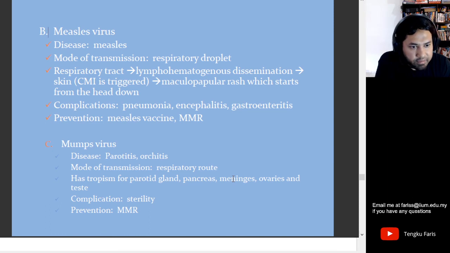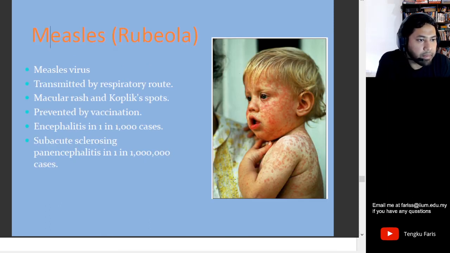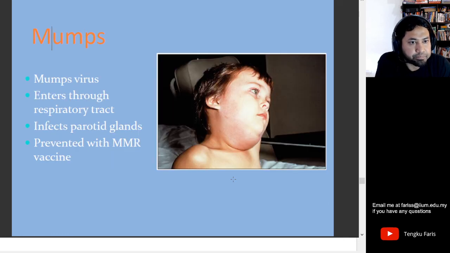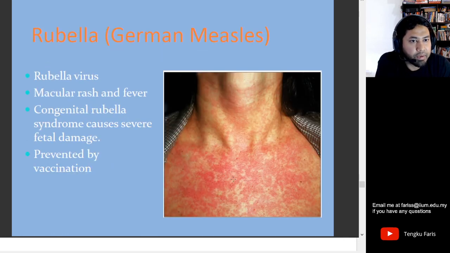Measles viruses, mumps viruses, rubella. This is the MMR vaccine, mostly introduced to kids once they are born, maybe in the first 6 months and the first year of the baby. Maybe this is the compulsory vaccination to prevent infections by these viruses. Okay, this is mumps and rubella.